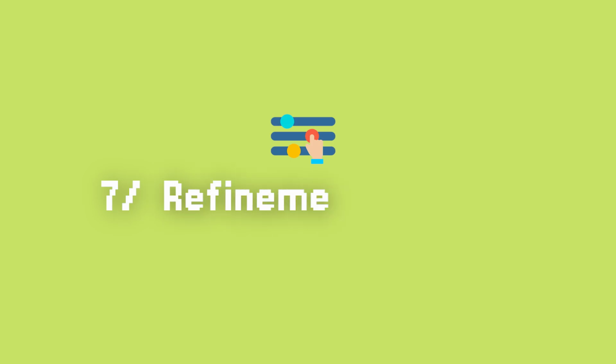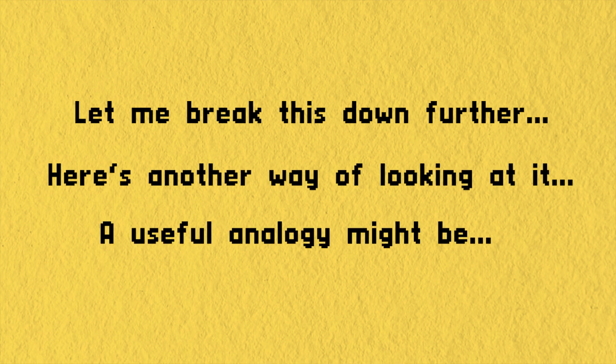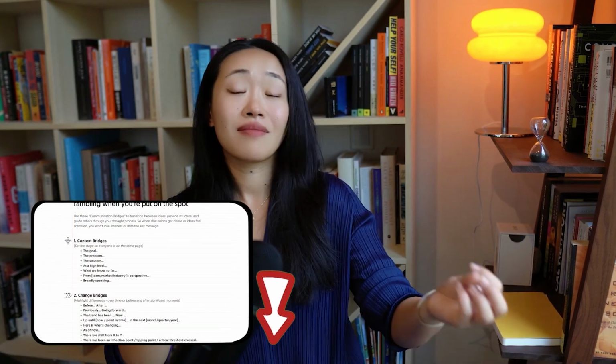Always help people understand where they are by summarizing, and then move on to number 7, which is the refinement bridge. Sometimes you need to explain things differently or add details. Sometimes what other people said is great, but you want to refine it so everyone gets to the actual essence. So some of the bridges you can use are 1, let me break this down further. 2, here's another way of looking at it. 3, a useful analogy might be. All of these and more inside the description help you get at what it is that we're actually talking about. How can we refine the ideas at hand?